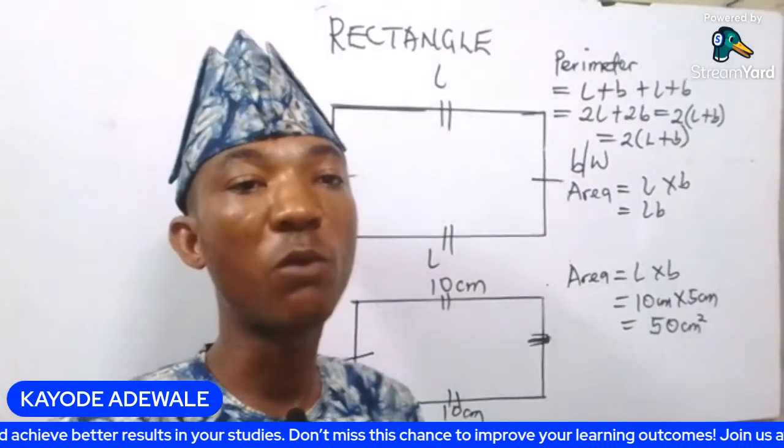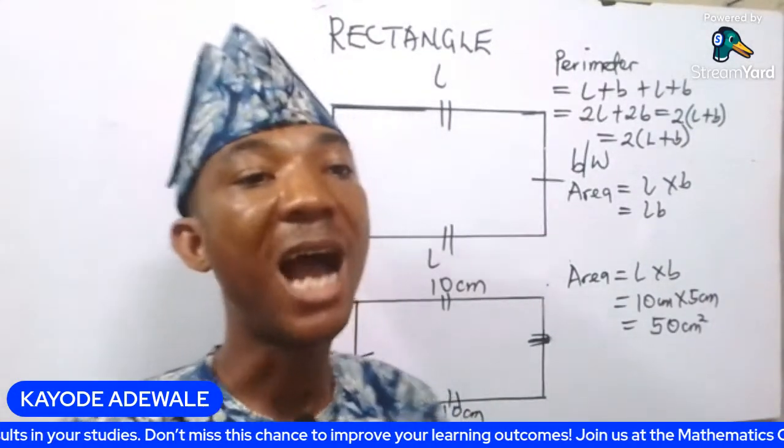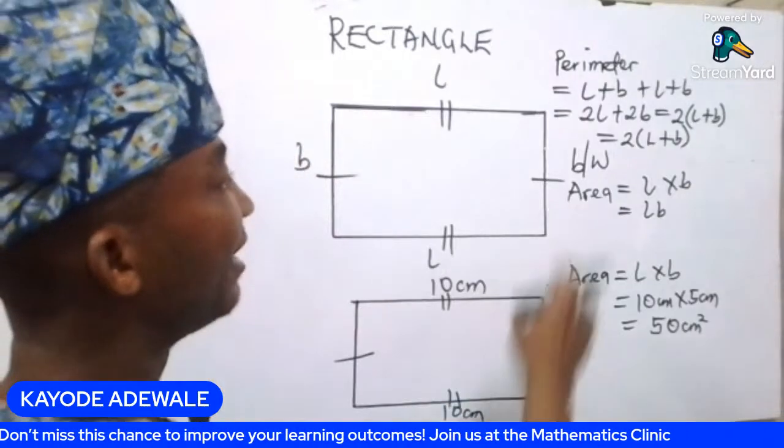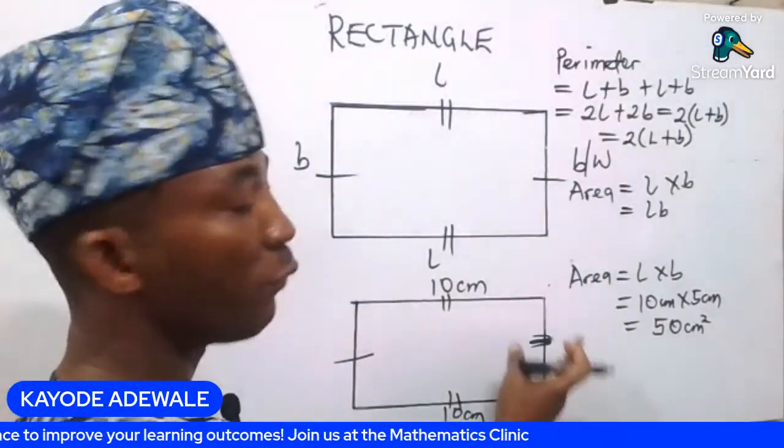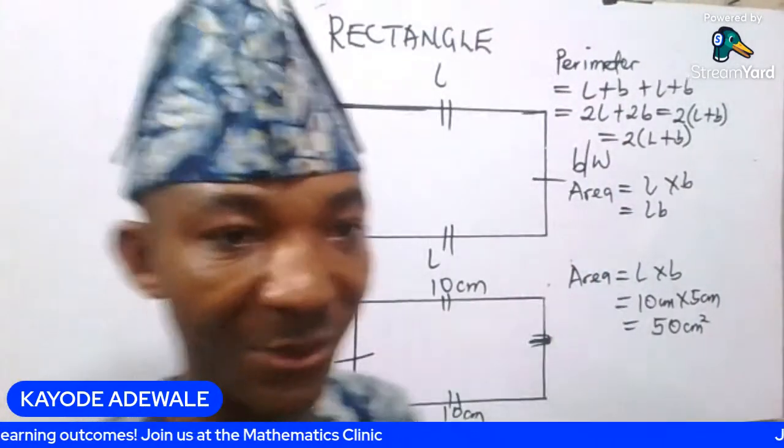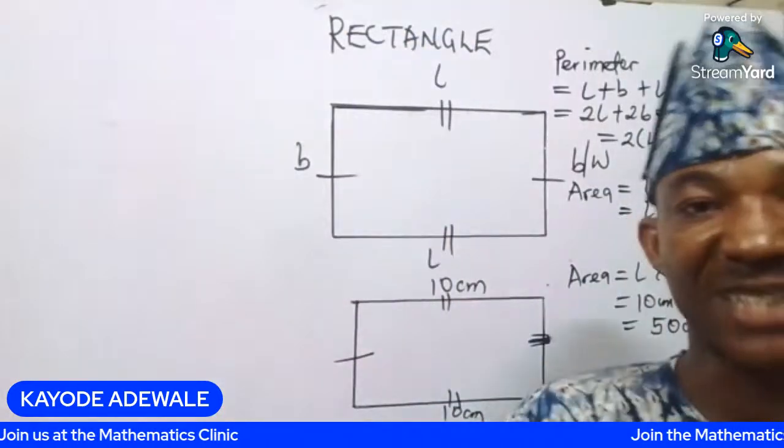We now want to make use of what we call PhET simulation. Let's see how we can use PhET simulation to find the perimeters of a rectangle and also use it to find the areas of a rectangle. Hold on and let's see how it goes in mathematics class.